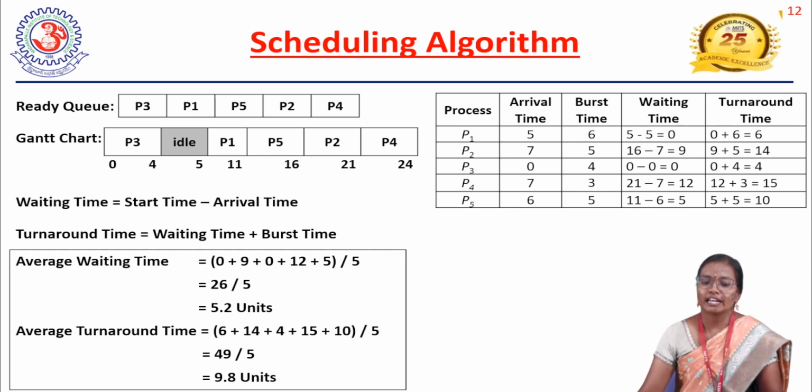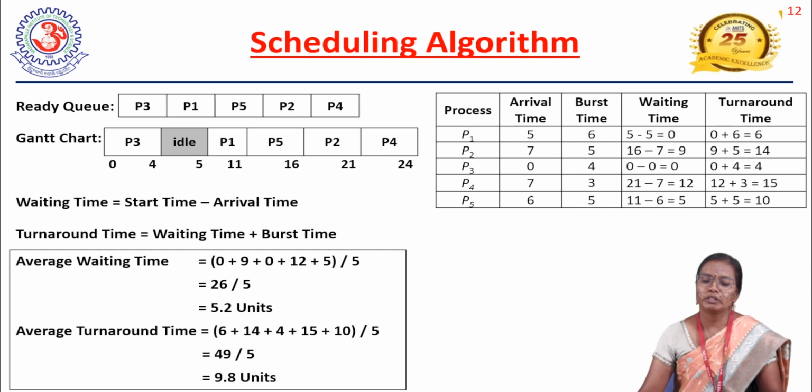So in your Gantt chart, P3 is admitted at 0 unit time, finished at 4 unit time. From 4 to 5, no process has arrived. That's why it is idle. At the fifth minute, the process P1 will be admitted and it finishes after the next 6 minutes. So at the 11th minute, it leaves the CPU. At the 11th minute, process P5 will be admitted and it will execute for the next 5 minutes. So at the 16th minute, process P5 will leave the CPU.